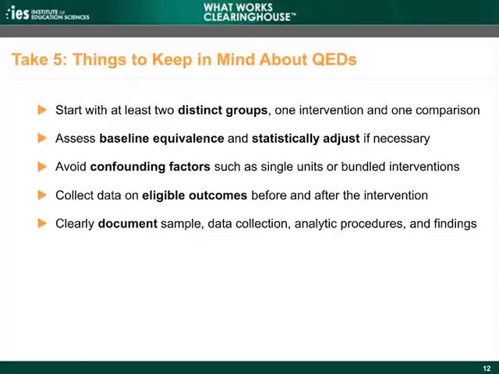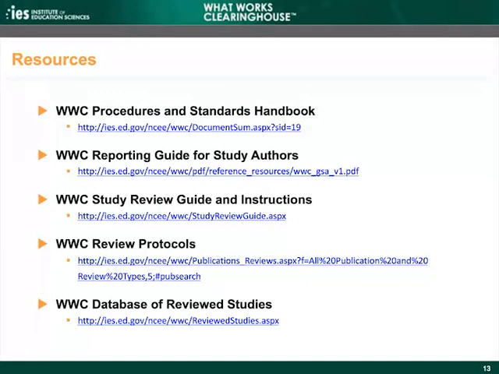Here are just a few of the resources available from the WWC to help you in designing and reporting on your study. Our handbook provides a comprehensive description of all of our procedures and standards so that anyone can understand how we work and how decisions are made. The reporting guide for study authors provides some guidance on the types of information we need to be able to assess studies against standards. The study review guide is the tool we use when assessing studies. It is available to the public as well as the instructions for its use.